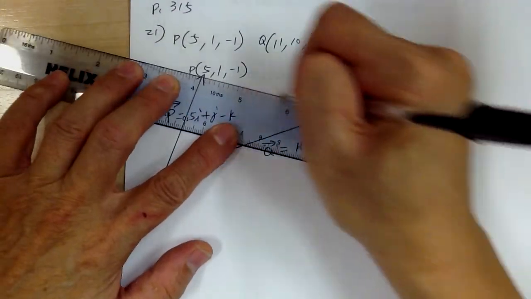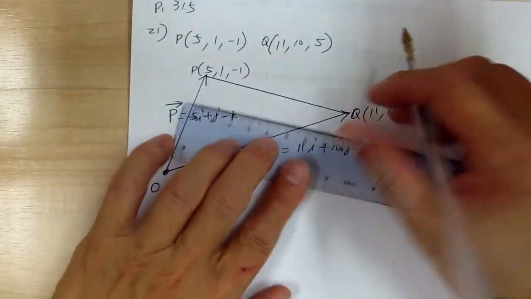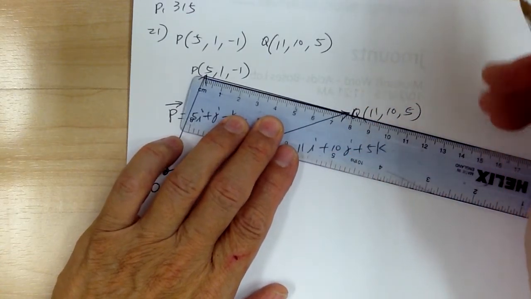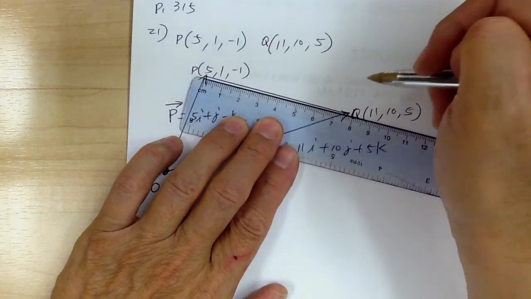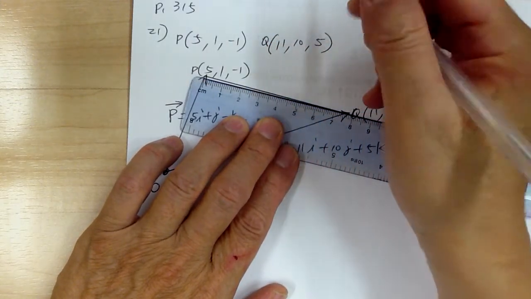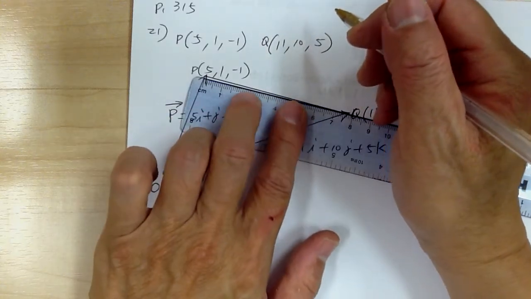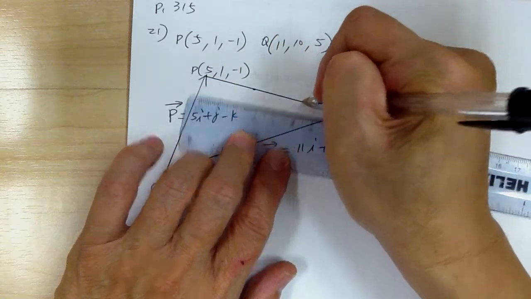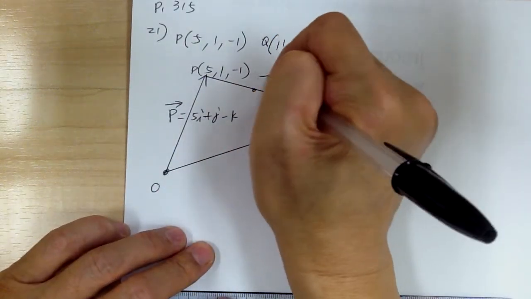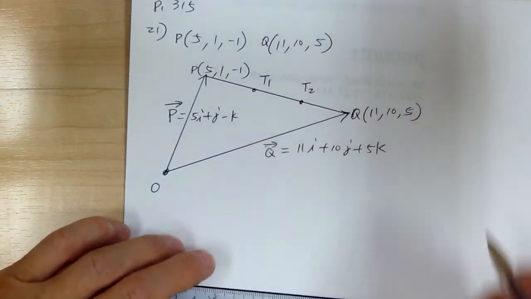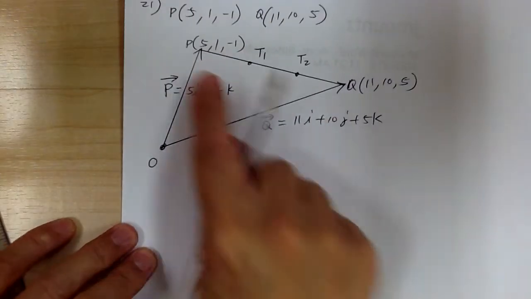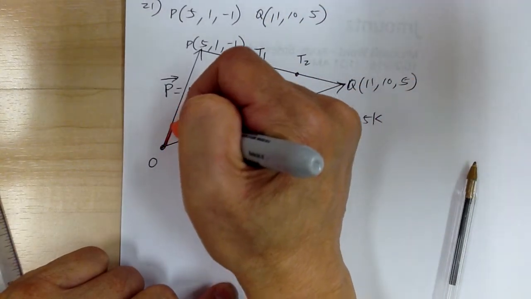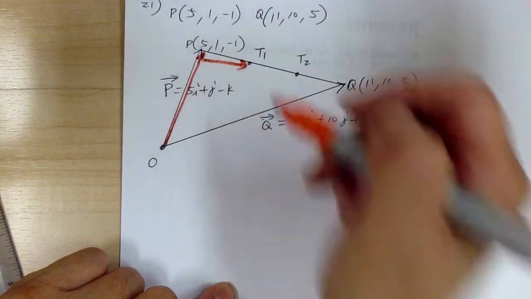Okay, so you're looking for the trisection point. Trisection point means you divide this into 3. Okay, so it's about like right over here. Okay, so I'm going to call this T1 and call this T2. So these are trisection points. Again, first, let's do the T1. So to get T1, you have to go from here, you go to P, and you go over here, right?